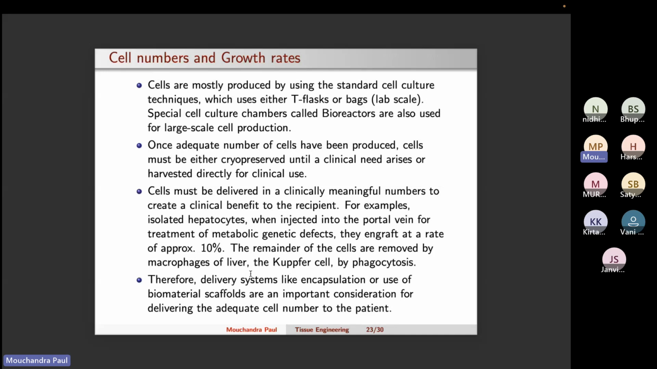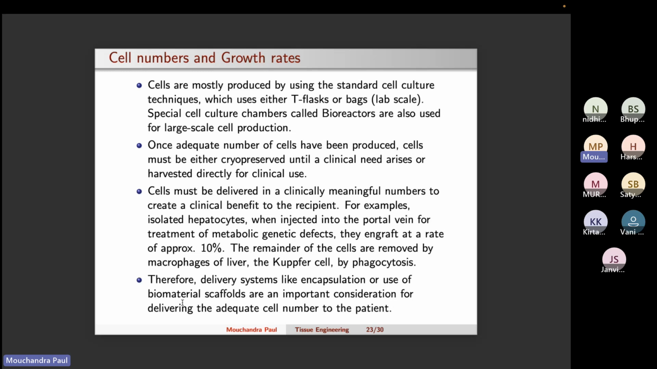So in order to increase this rate of engraftment, people use various kinds of delivery systems like encapsulation, like we saw for beta islet cells. People have encapsulated beta islet cells for producing insulin inside the patient's body. Or you can use biomaterial scaffolds. We'll talk about what biomaterials and scaffolds are.